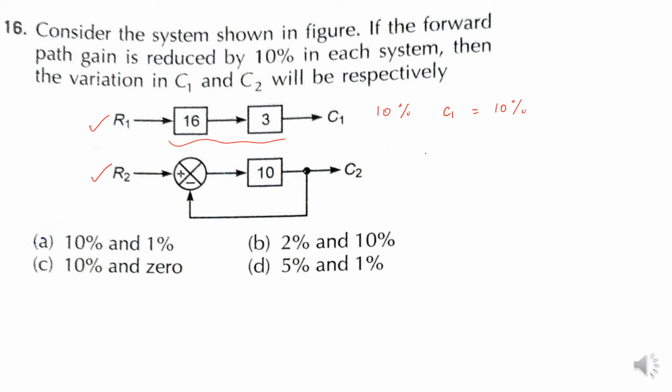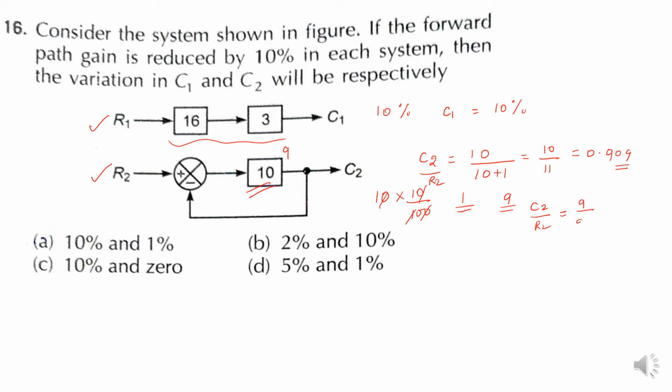But in a closed loop system, C2 by R2, that is 10 divided by 10 plus 1, 10 by 11, that is equal to 0.909. But here the forward path is changed by 10%. So 10 into 10 by 100, so 1. So 10 minus 1, that is 9. For the 9 value, I am going to find out C2 by R2. 9 divided by 9 plus 1, 10. So that is 0.9. So 0.909 is subtracted with 0.9, so can I write 0.01? So that is 1%. So the answer is A, 10% and 1%.